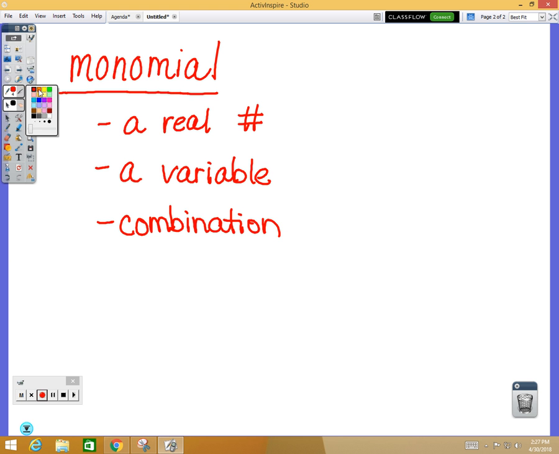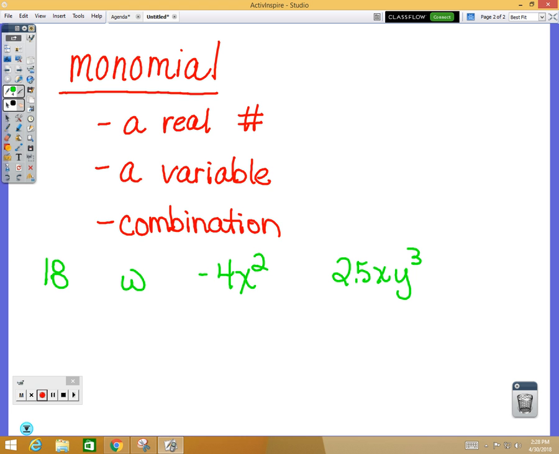So some examples of monomials: 18 is a monomial. W is a monomial, so there's a number by itself, a variable by itself. Or some combination examples: negative 4x squared would be a monomial. 2.5xy cubed would be a monomial. Okay, a combination of a number and variables. So up until today, we have called these monomials, we've just called them terms. Okay, they're terms. And when we've talked about combining like terms, what we were really doing is combining monomials.